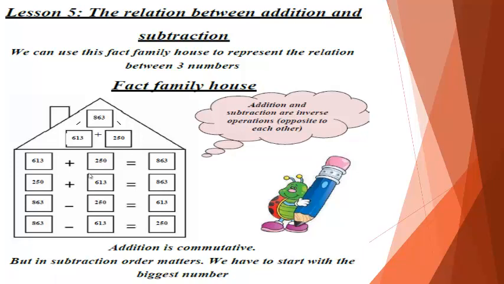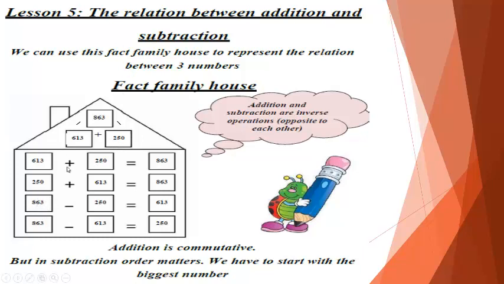What about subtraction? No, in subtraction, the order is very important. Why? Because when I'm saying, for example, 9 minus 3 equals what? Equals 6, right? I cannot say 3 minus 9. Why? Because I can't take 9 from 3, right? So the order in subtraction is very important. I must put the biggest number in the first part.